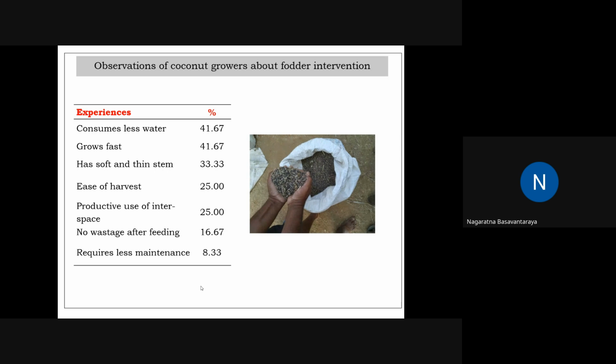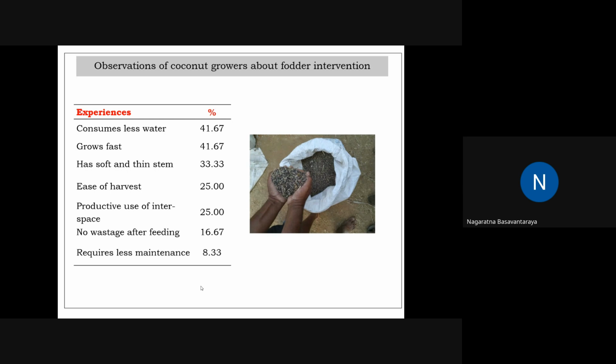Like nearly 40% of the farmers mentioned that it consumes less water, and also it grows fast. It is one of the very good fodder crops, I would say, because of its adaptability to poor soil conditions, to climatic variations, and to different water regimes. So it has got a very good adaptability. So the farmers felt that it's good in many respects.